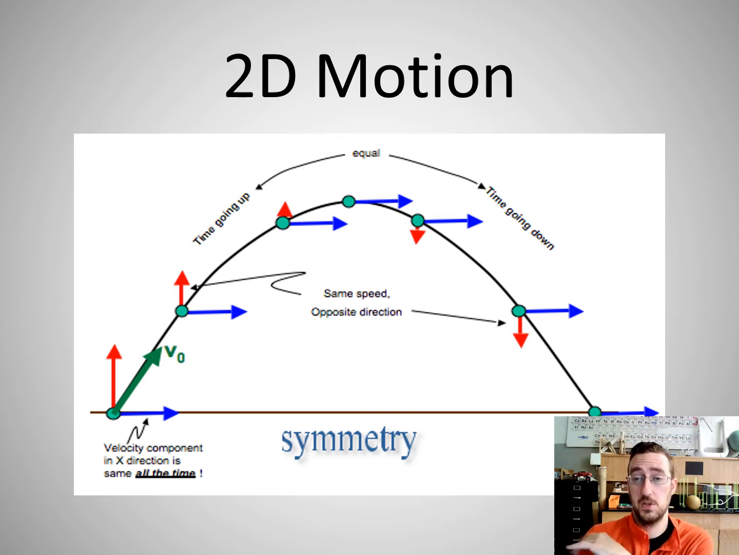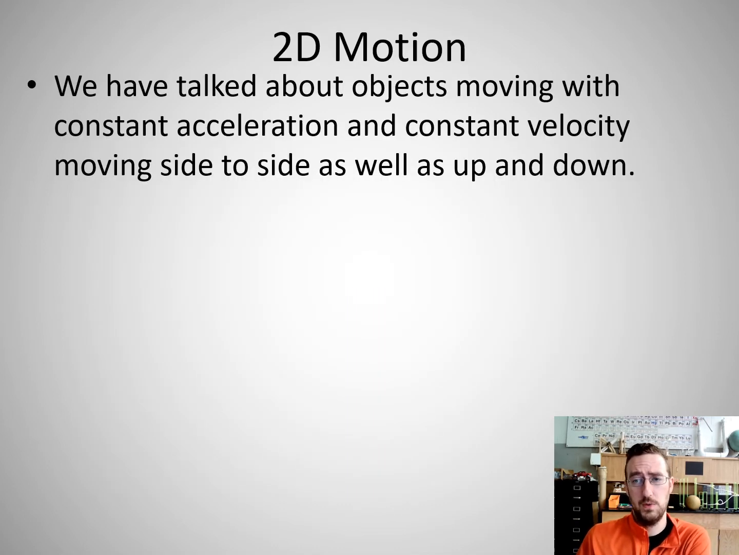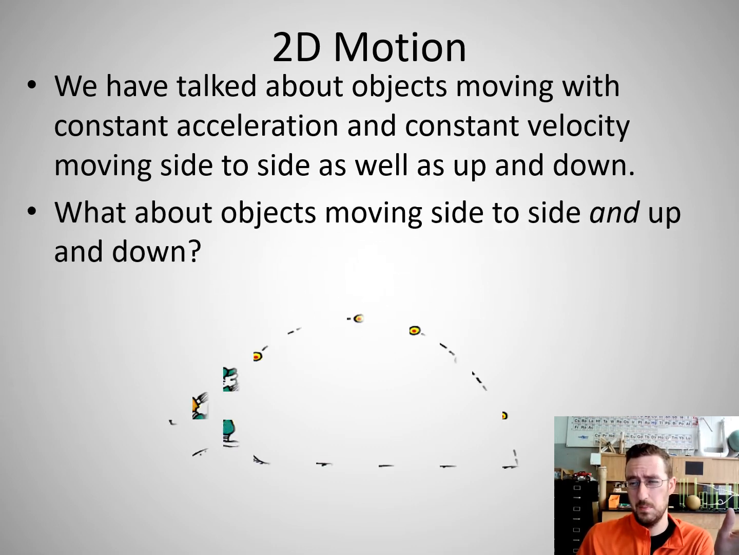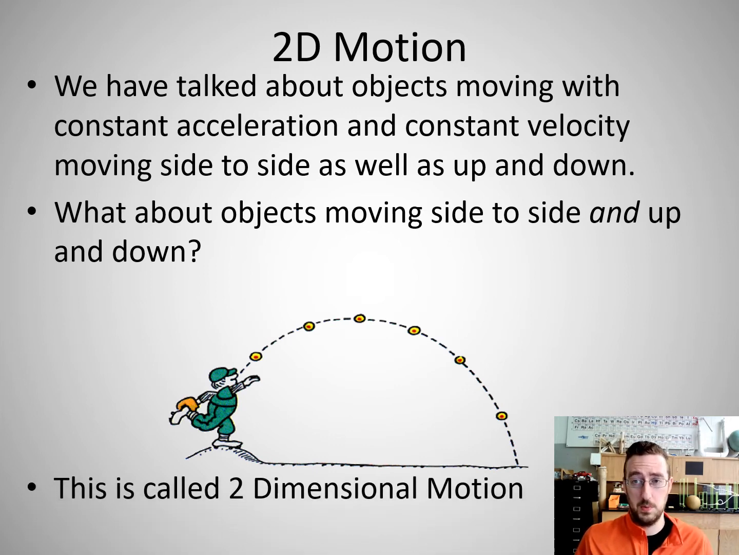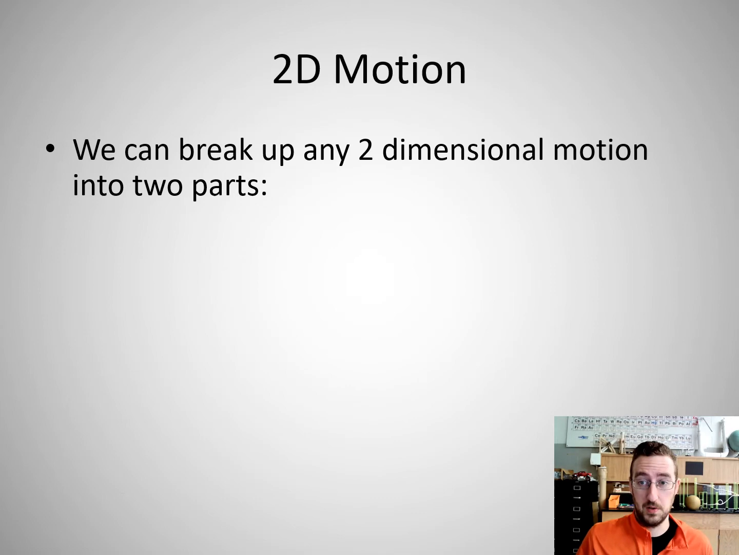This video is going to discuss two-dimensional motion, all about things moving horizontally and vertically at the same time. So we've talked about objects moving with constant acceleration and constant velocity, moving side to side as well as up and down. But what about moving objects that are going side to side and up and down, like things flying through the air, having gravity affect them while moving sideways? That's two-dimensional motion. So that's what we're going to call 2D motion. We need to talk about that.